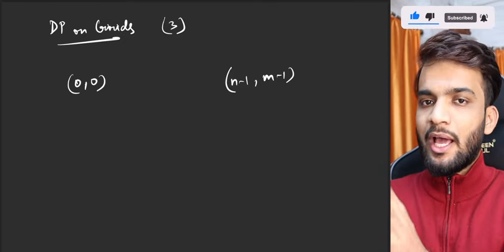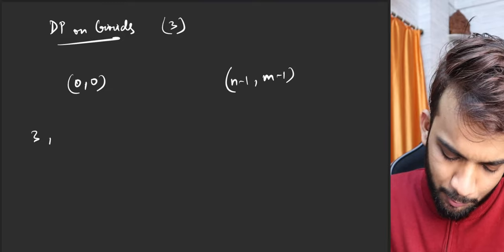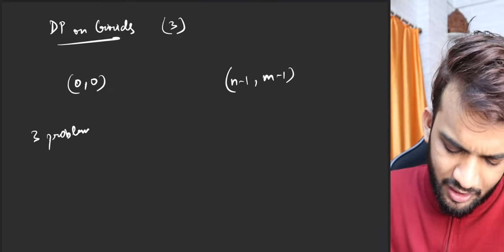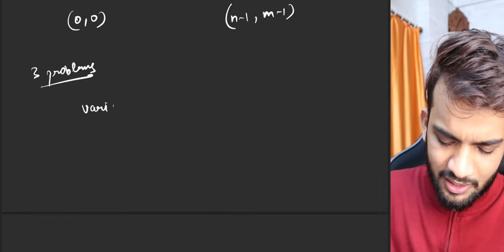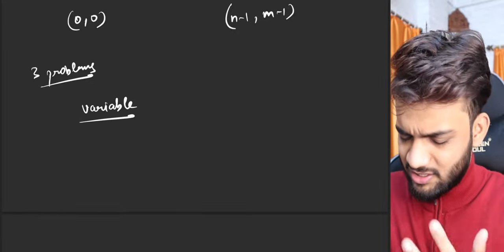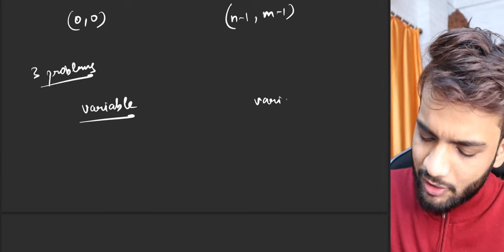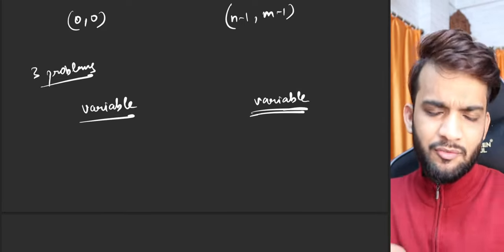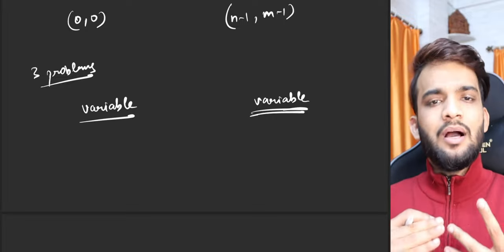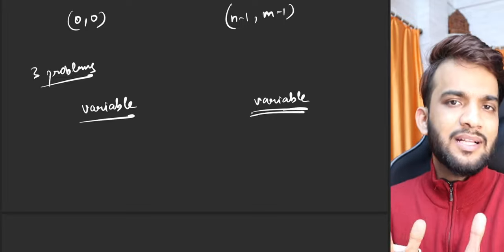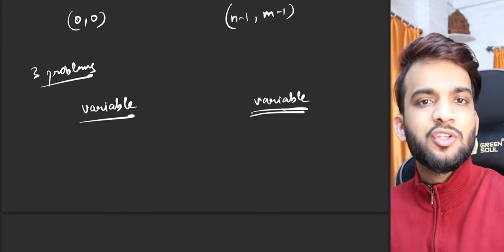Now going forward, I'll be solving three problems. Yes, three problems where we will be having variable starting points. There might be a variable or a fixed starting point, and the ending point will also be variable. When we see the questions, you will understand what variable means. But yeah, it will be variable. That's going to be the next set of three questions.